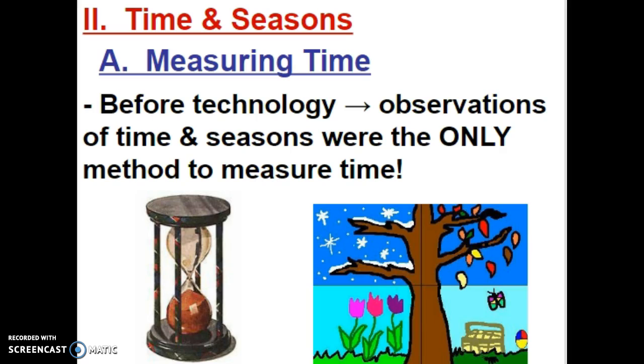Now, today in the 21st century, we're very busy people. We need to know what time it is because we have appointments to keep, we have school to go to, we have things to do, places to see, people to meet. And so we need to know what time it is. However, before technology, before the ability to have a timepiece, observation of time and seasons were the only method to measure time.